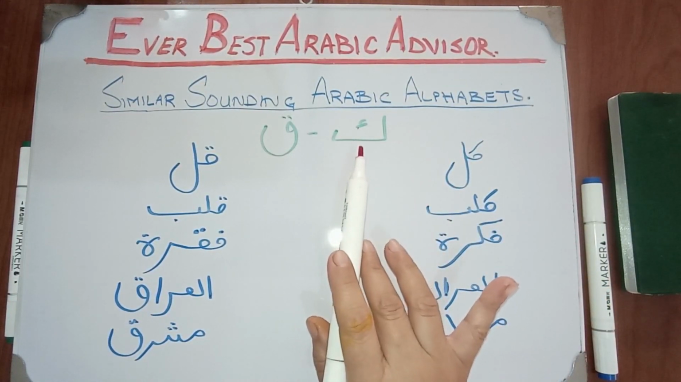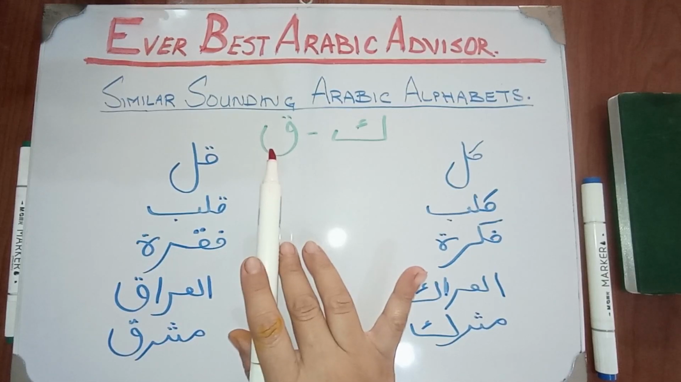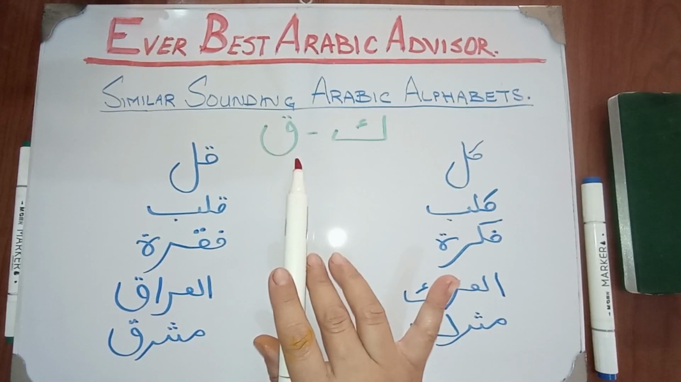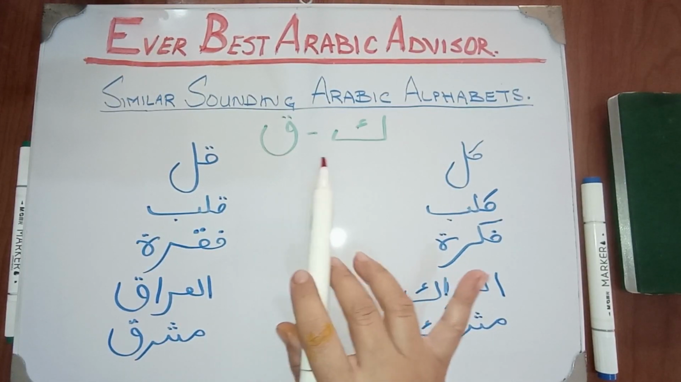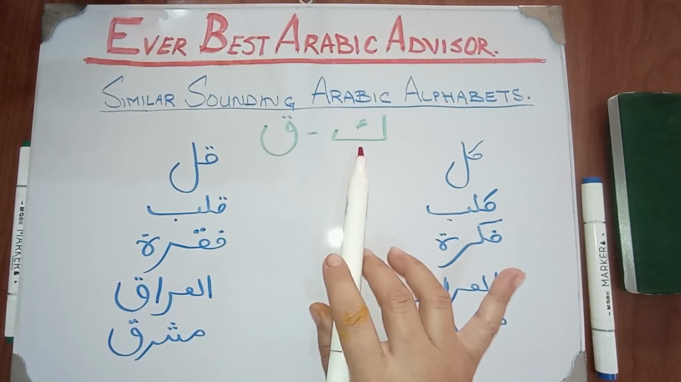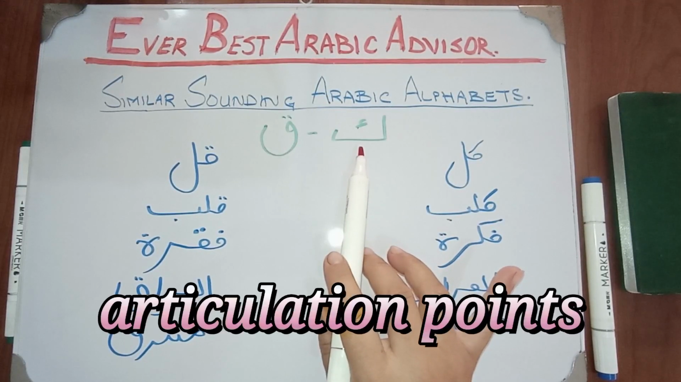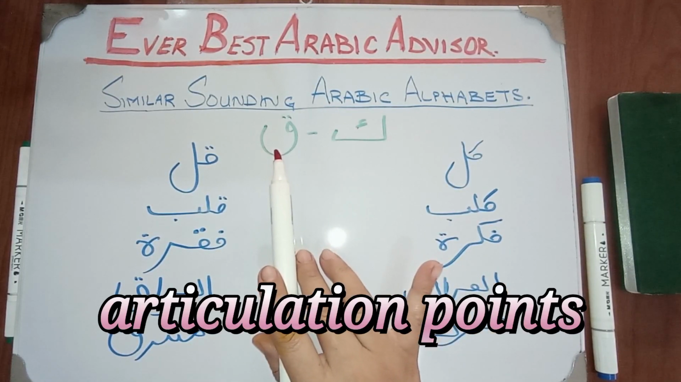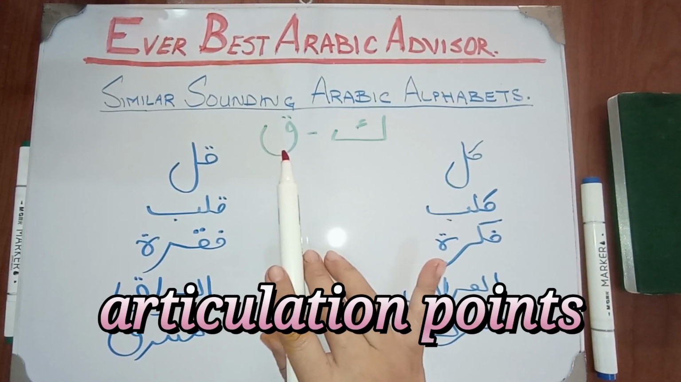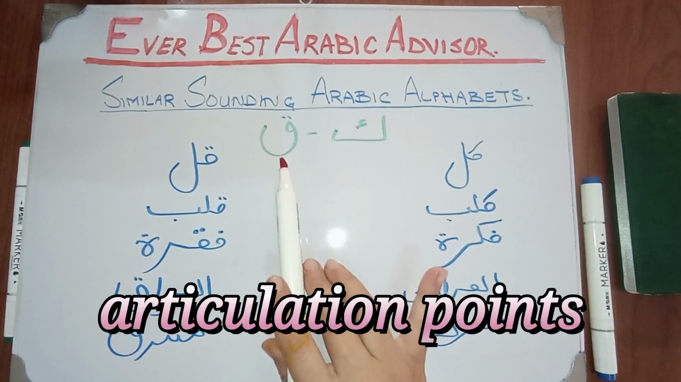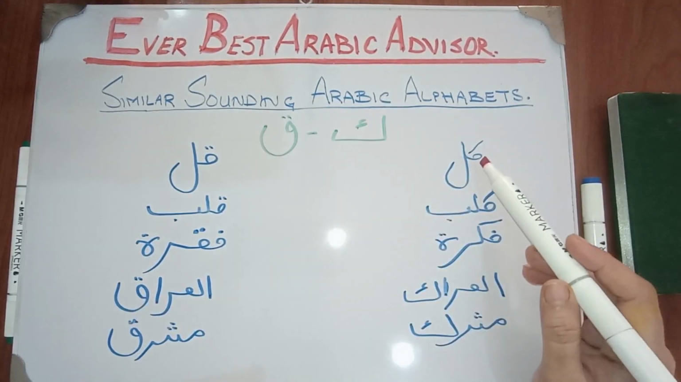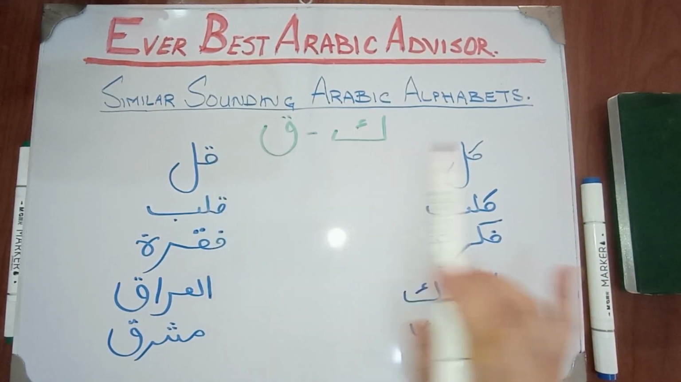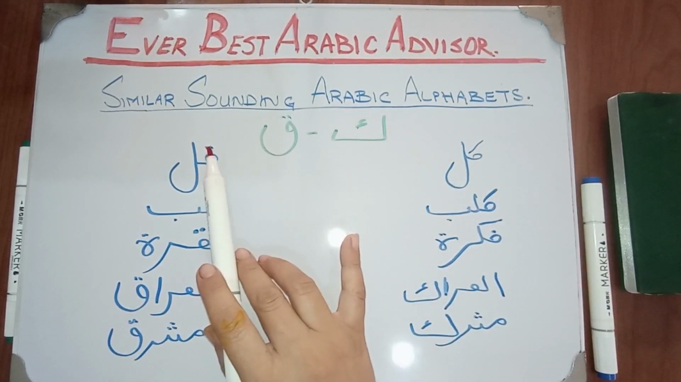Kaf is a light letter and Qaf is a heavy letter. Both are pronounced from the root of the tongue, but Kaf is pronounced when the root of the tongue touches the hard palate, and Qaf is pronounced when the root of our tongue touches the soft palate towards our throat. The words are kul, Qul.